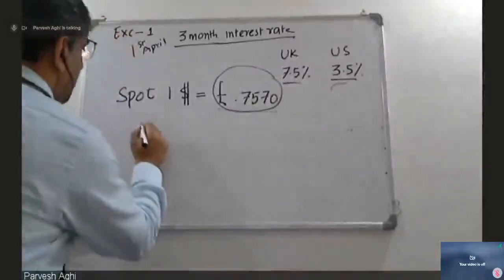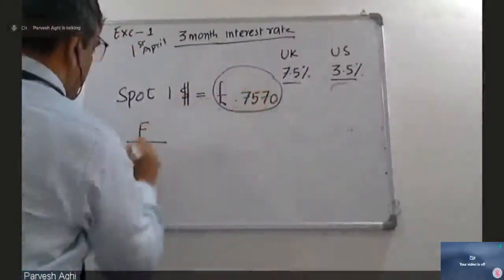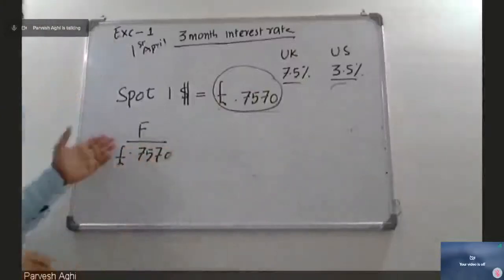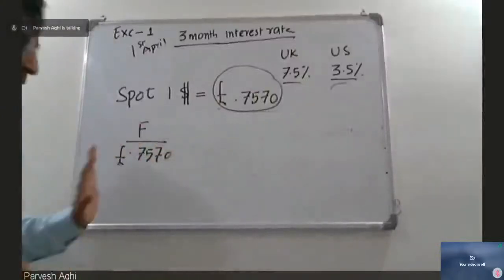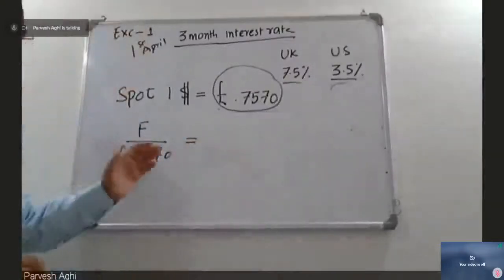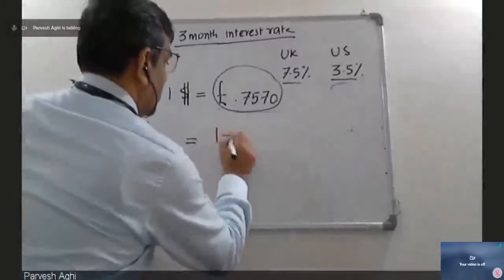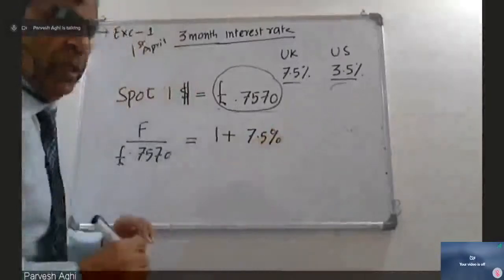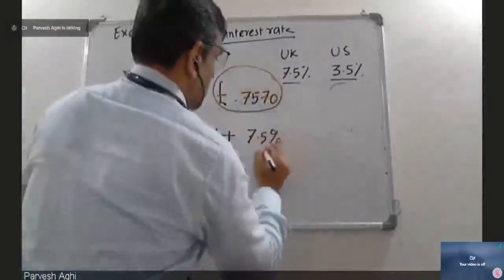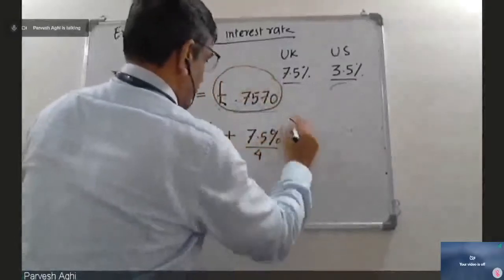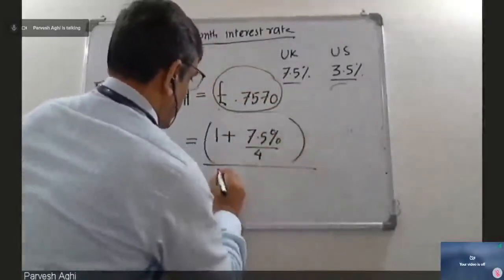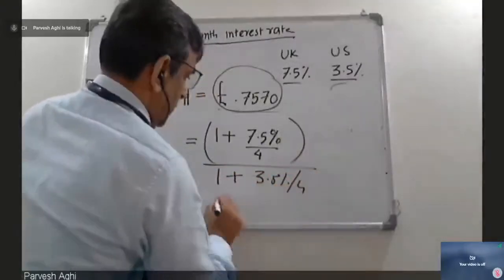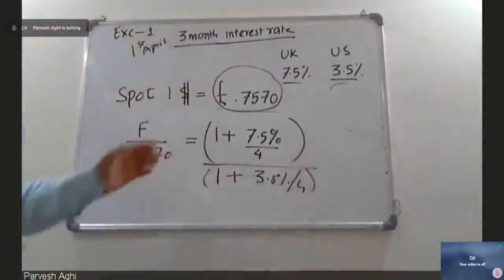So it will be F divided by 0.7570 pound. I can avoid writing pound while solving. So 1 plus 7.5 percentage, this is for 3 months, so I divide it by 4. Then divided by 1 plus 3.5 percentage divided by 4. Okay, so I can close the bracket. So I just solve this.